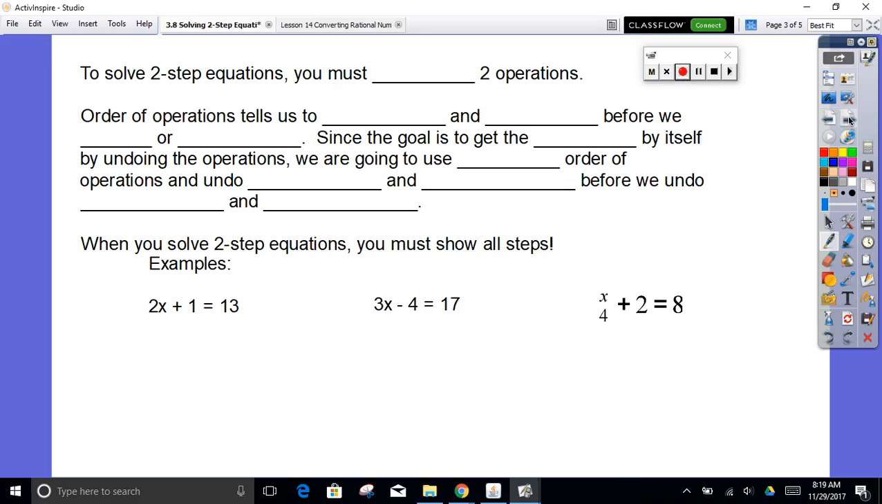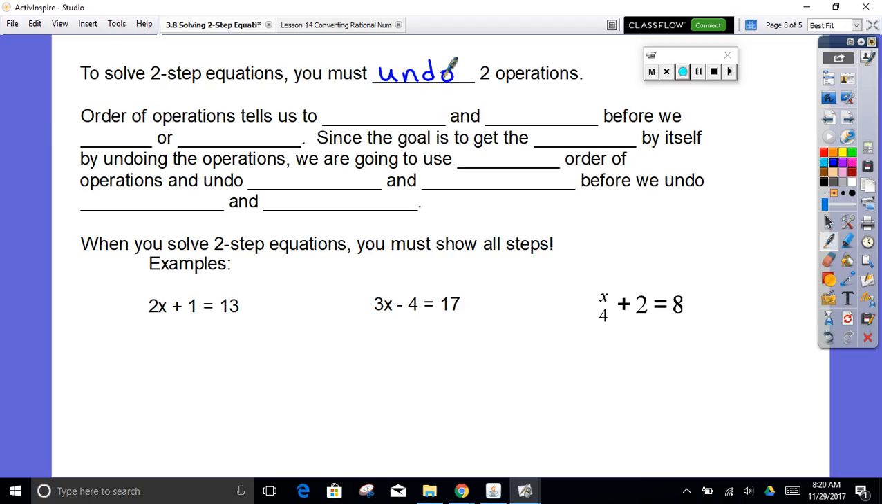To solve two-step equations, you must undo two operations. So when we're solving a one-step equation, we might have multiplication, and to get rid of the multiplication, we do division. But in a two-step equation, like the ones down here, you have more than one thing happening. You have 2 times x plus 1, so you have to get rid of both operations.